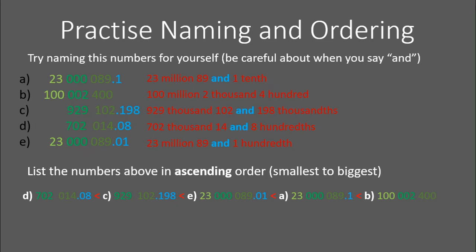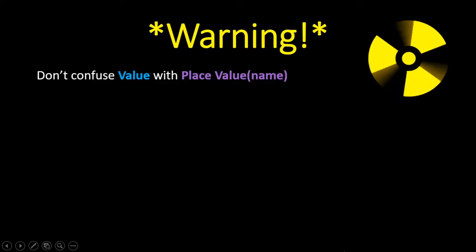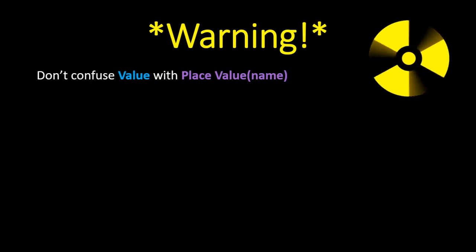929,102 and 198 thousandths. Then we get up to these two values, which are reaching up to the tens of millions. Both of them are 23 million. Both got 0 in the thousands, and then they both have 89 in the units. So have a look at the decimal values. 1/10 is bigger than 1/100th. So our next smallest number is E, 23,089 and 1/100th. Then we've got A, 23,089 and 1/10. And then, hopefully obvious, we've got B, which reaches up to the hundreds of millions, while none of the other numbers did. This is 100,002,400.